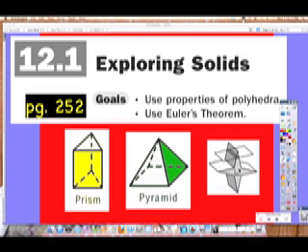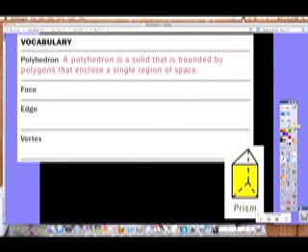All right, we have a whole page of vocab, right? Whew. Reminder, do we have to write everything that's on the board? Please no, be nice to yourself. Let's help you. The first one, this is pretty legitimate. So polyhedron, solid is bounded by polygons that enclose a single region of space. Yeah, you could write that, but it's kind of what we just barely talked about.